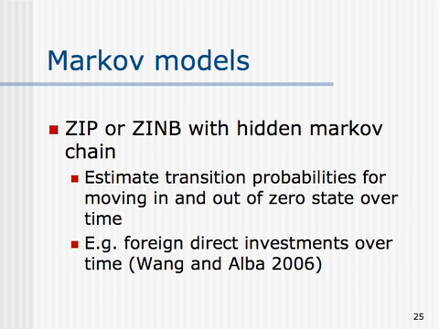So there is literature out there for fitting both a ZIP and a zero inflated negative binomial model with hidden Markov chains. And just to try to summarize this in a slide, you can estimate the transition probabilities for moving in and out of the zero state over time. For reference, Wang and Alba modeled, I believe using a zero inflated negative binomial model, a count of the number of foreign direct investments over time, and they looked at predictors of those investments.